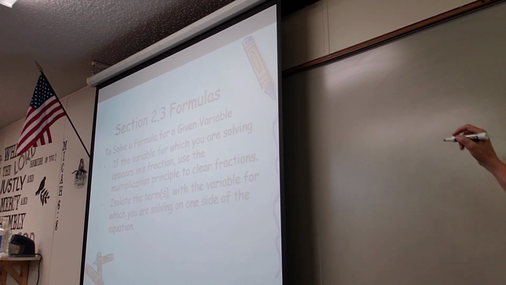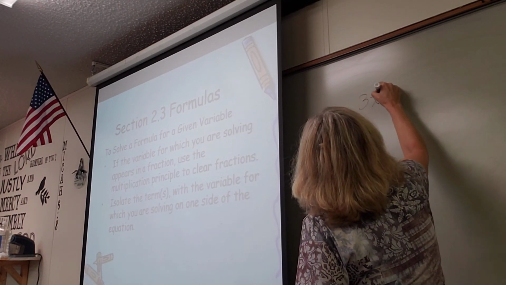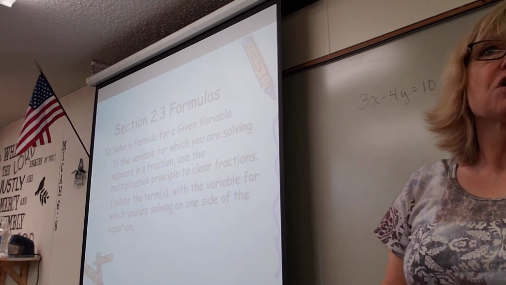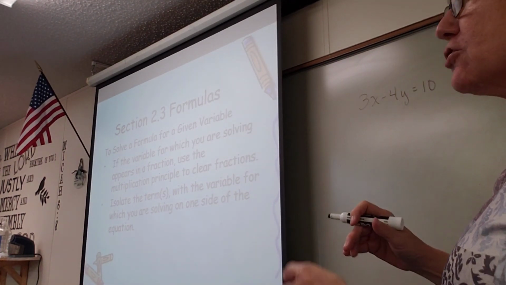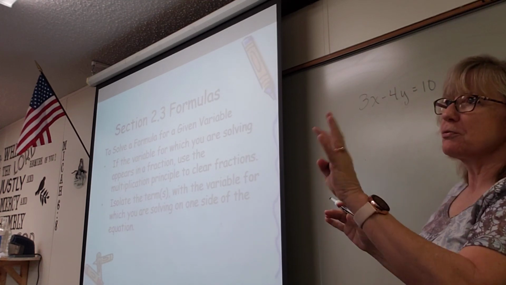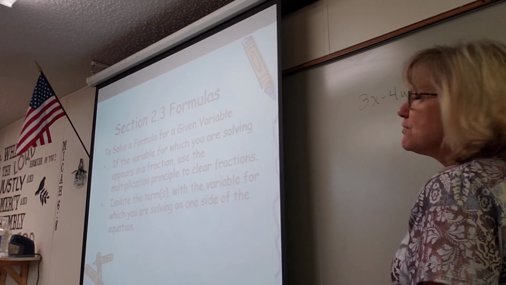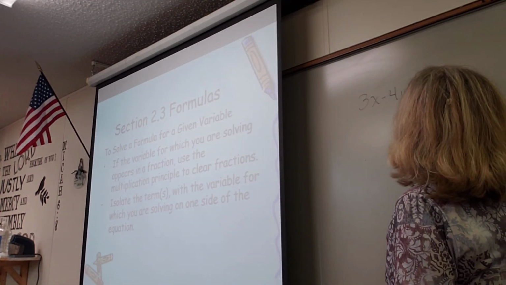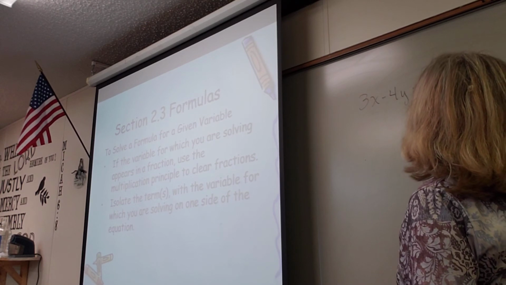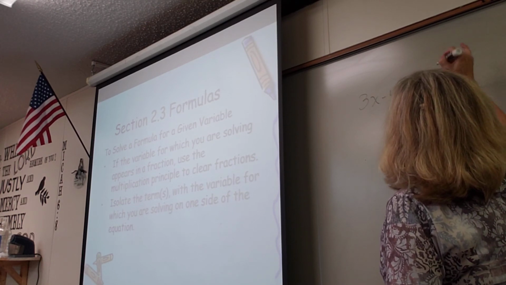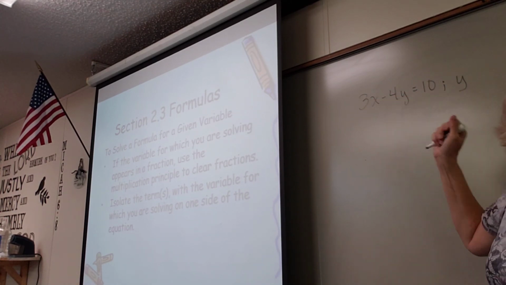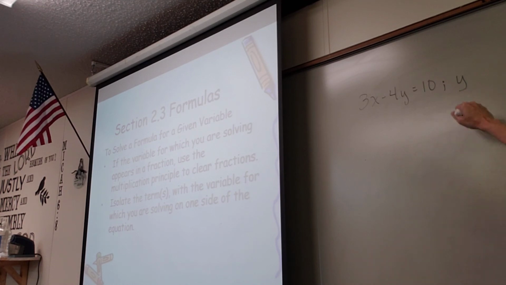And we're going to have another example. This is 3x minus 4y equals 10. And this one we're going to solve for y. And often in the book, if they give you this equation and they want you to solve for a certain variable, they'll just put a semicolon and put y. Whatever. They'll put a semicolon and give you the variable after it that they want you to solve for. Okay, so in this case, we're solving for y.